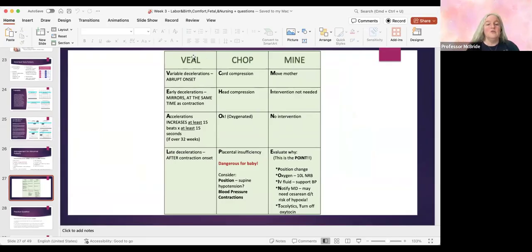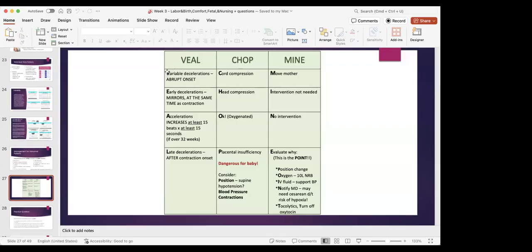So the first line for VEAL, this is the deceleration, okay? And so V stands for what? Variable. Variable, said the heart rate.